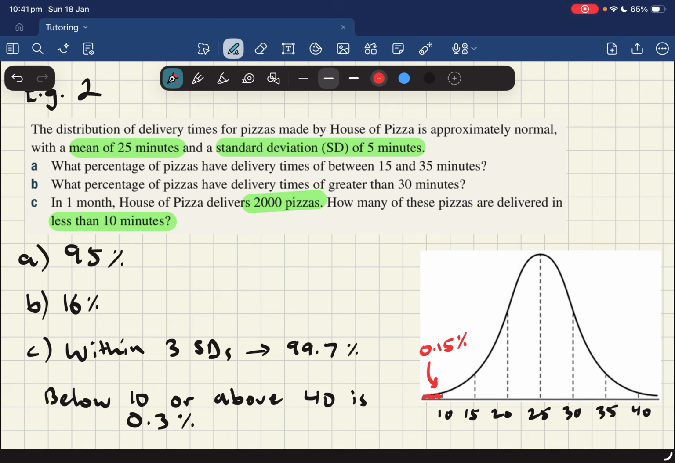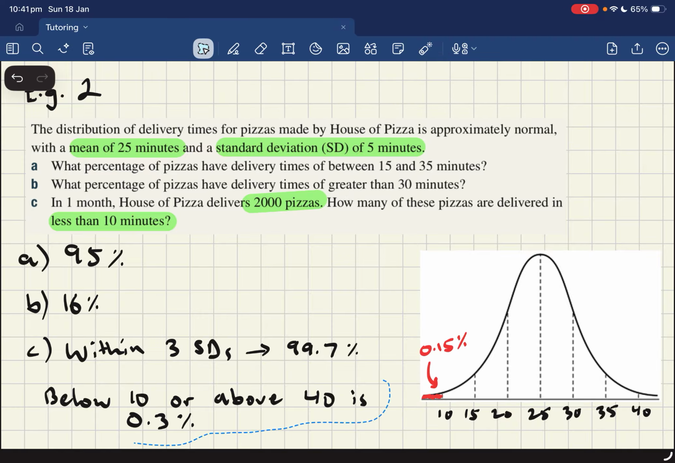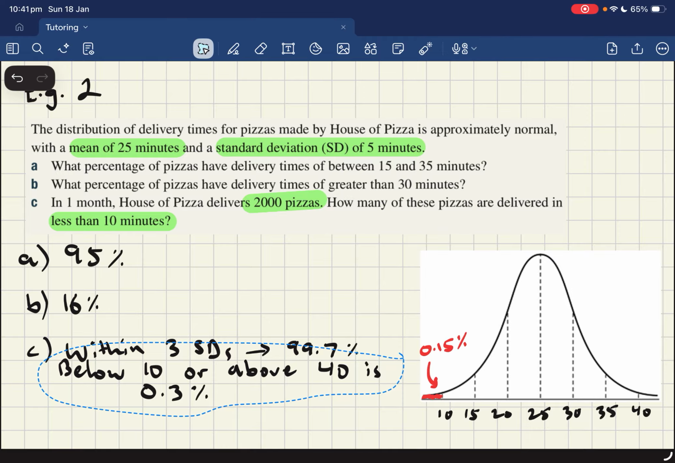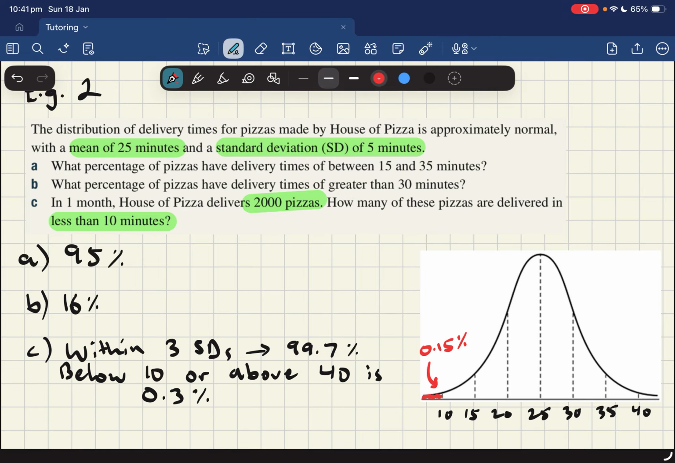So taking that into account, let's make some more space here. To find the amount less than 10 minutes, we have to do 0.15 times 2,000. And that gives us 3. So there are only 3 pizzas out of the 2,000 that will be less than 10 minutes. And that kind of makes sense, right? This tiny bit in our normal distribution, this is like an outlier, right? This is like a really quick delivery driver who's able to get this in.